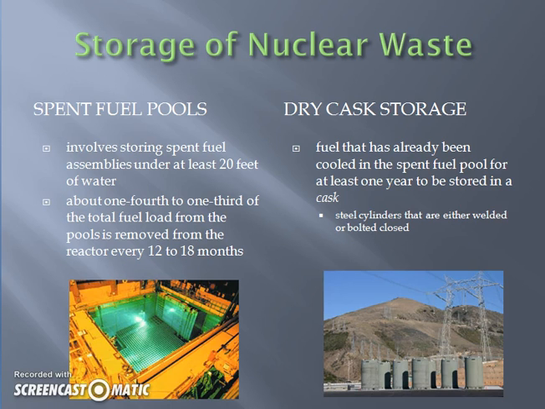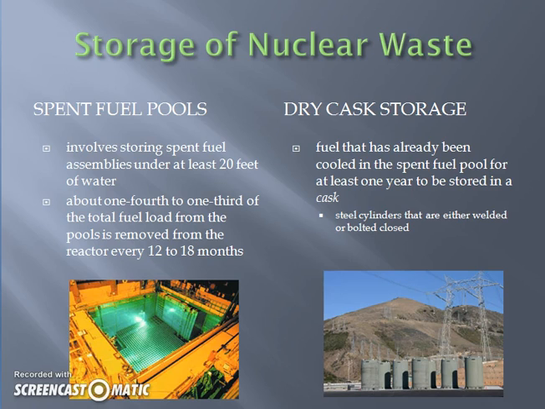Two ways of storage of nuclear waste would be spent fuel pools or dry cask storage. Spent fuel pools involve storing spent fuel assemblies under at least 20 feet of water. About 1/4 to 1/3 of the total fuel load from the pools is removed from the reactor every 12 to 18 months.